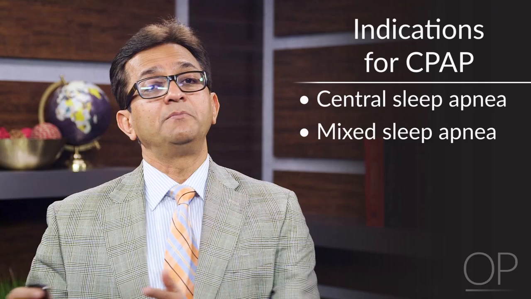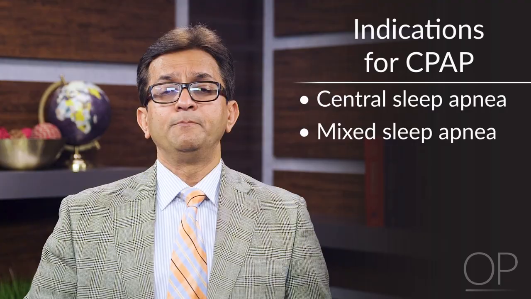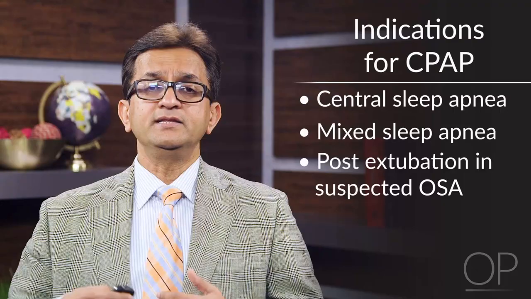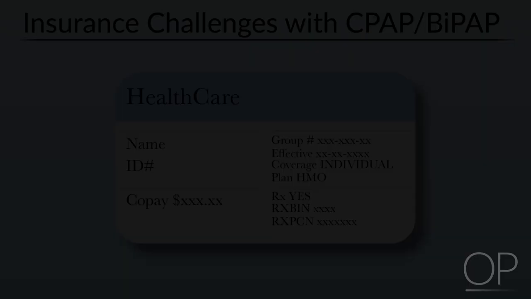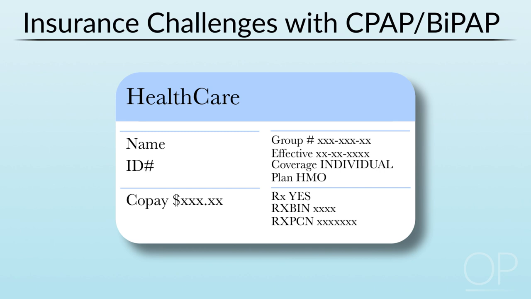In some situations, post-extubation, after a suspected patient with OSA, you want to give him CPAP temporarily. And in some patients who are very tachypneic and who have increased work of breathing, you use CPAP as a temporizing measure to improve the FRC and reduce the work of breathing. And sometimes in patients with extreme tracheomalacia, where the airway is completely collapsing during expiration, you want to give a positive pressure to keep open the trachea for better pulmonary clearance and also delivery of the medicines. So these are some of the challenges we encounter when we write about CPAP prescription.